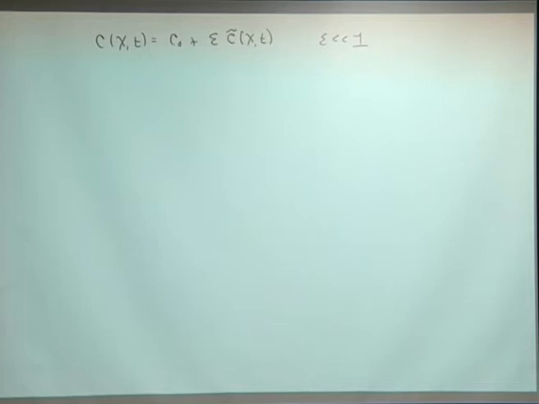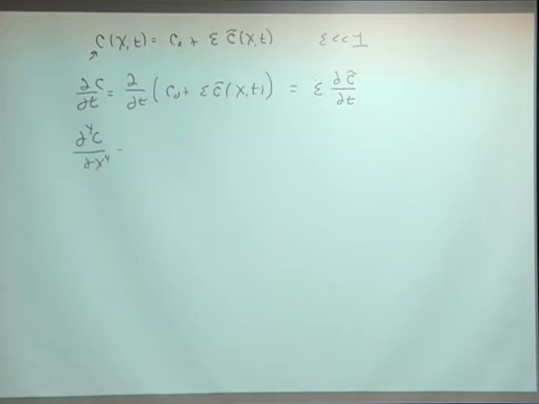And so what we can do now is to plug this equation here into the Cahn-Hilliard equation. And so, for example, dc/dt is equal to C0 plus epsilon C tilde of x and t. And so the time derivative of the first term, that's a constant, is equal to 0, right? And so you get epsilon times the derivative of C tilde with respect to t. Similarly, the other linear term behaves in the same way because it's linear.